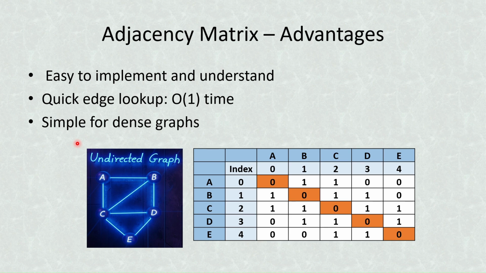Dense graph means it contains more edges. If the graph contains a smaller number of edges, then most of the entries will be 0. And if the graph contains more edges, then most of the entries will be 1. So this representation is useful when there is a dense graph which contains more edges.